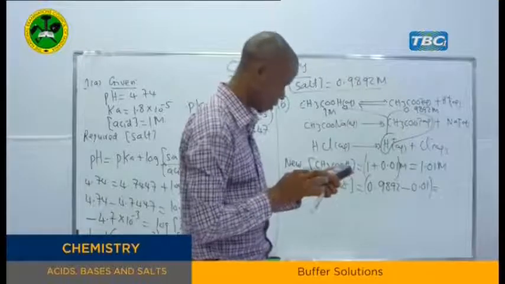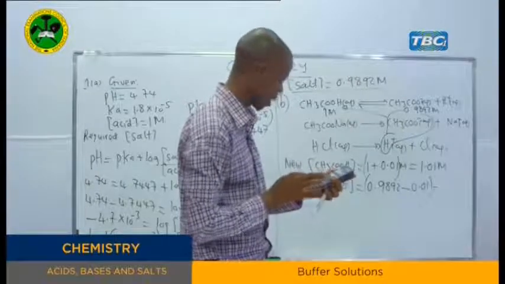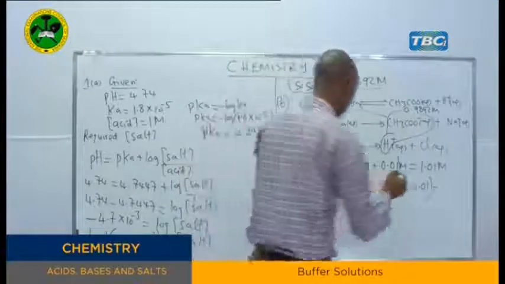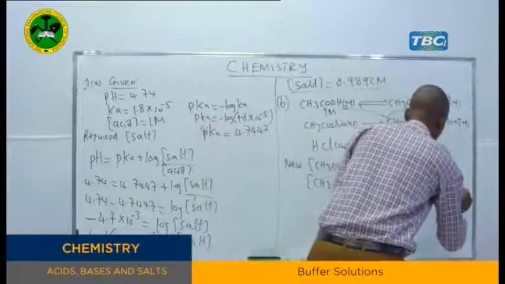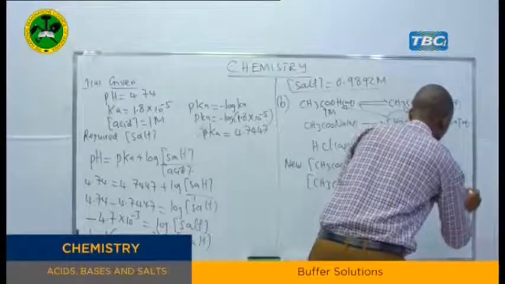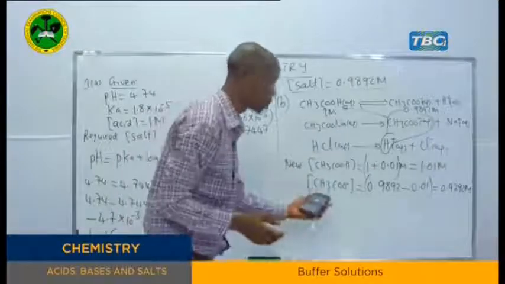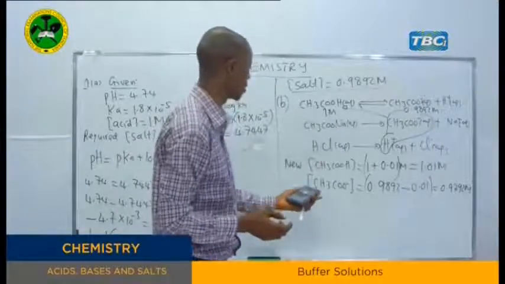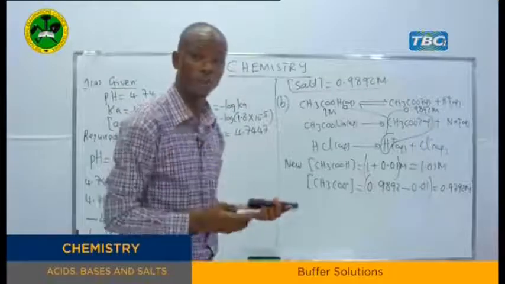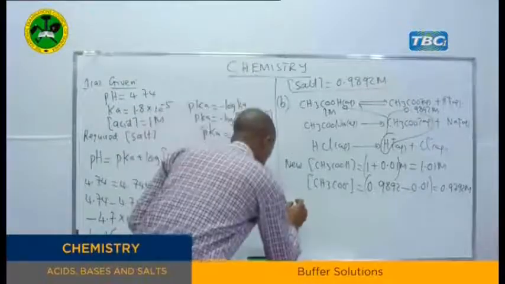0.9892 minus 0.01. You're going to get 0.9792 molar. That is the answer. So you have the new concentration of the salt, new concentration of the acid. You use your pH equation to find the new pH.